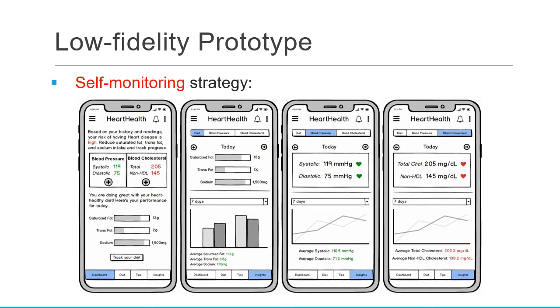This is the low-fidelity prototype for the self-monitoring strategy. Users can view their current risk level for contracting the disease, whether high, medium, or low. They can measure their blood cholesterol and blood pressure levels and track the readings. They can monitor their progress and determine if they have exceeded recommended limits or levels for saturated fat, trans fat, sodium, blood cholesterol, and blood pressure.